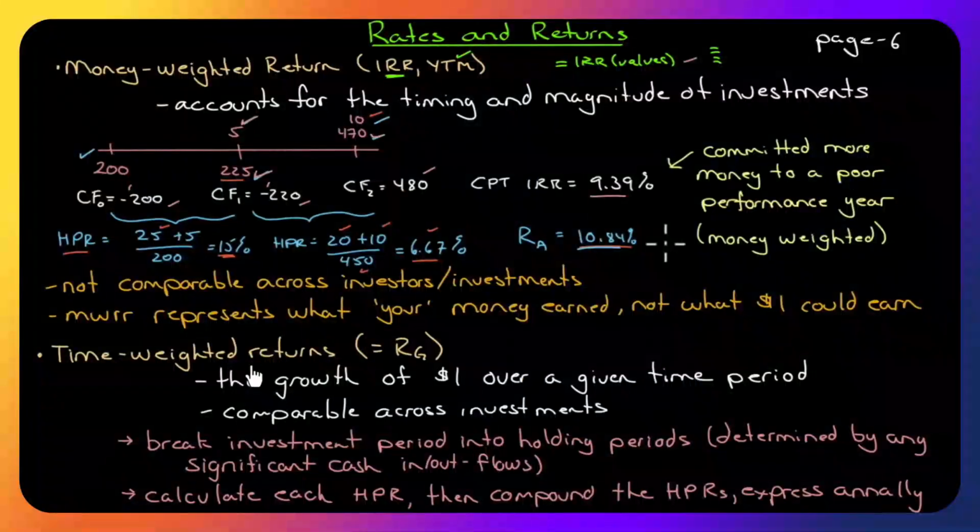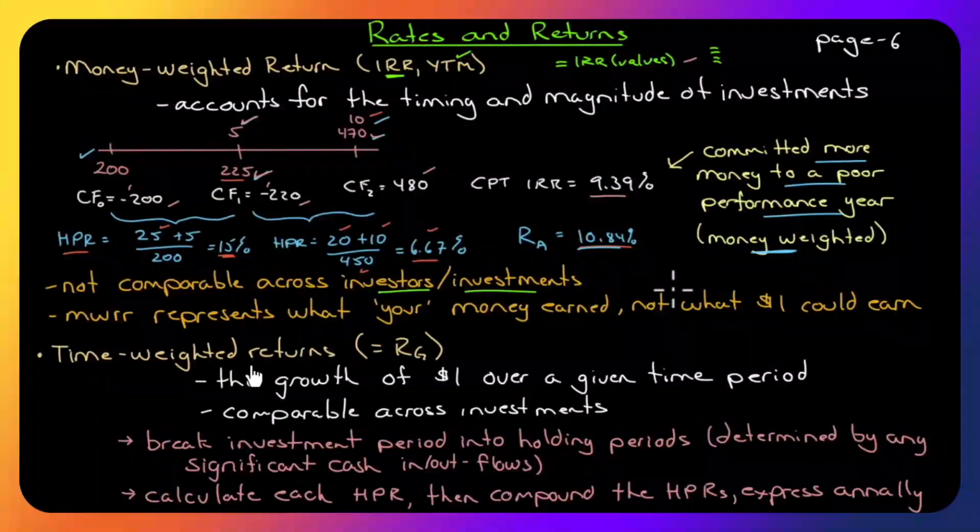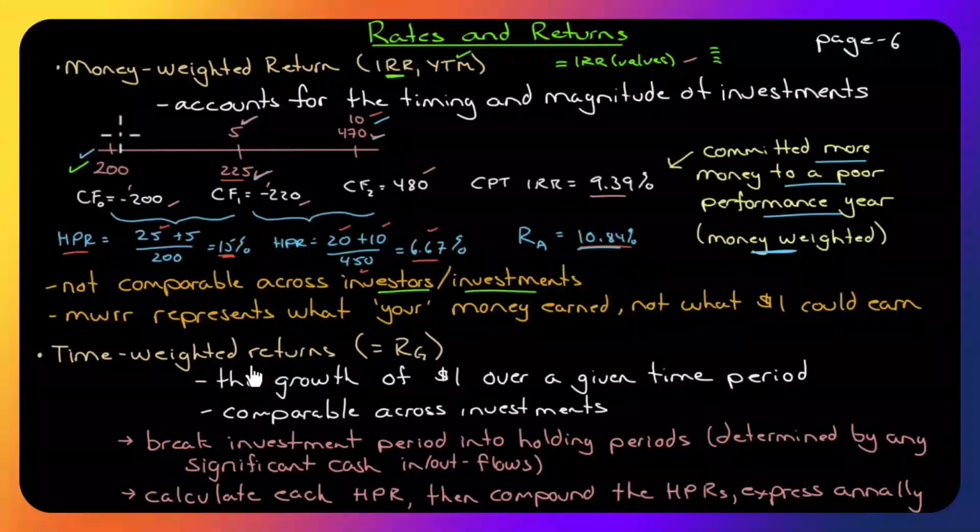9.39, less than the arithmetic average. Why? We committed more money to a poor performance year. That is why we call this a money-weighted rate of return, because we're weighting the return based on how many dollars we put in the investment. This is not comparable across investors or investments. 10 other people could have done the same thing as you, invest in this stock, but they could have committed money in different ways. Another person might have just bought 2 shares at this point of time. Well, their money weighted return would be different than yours. So you can't compare it across investors and investments.